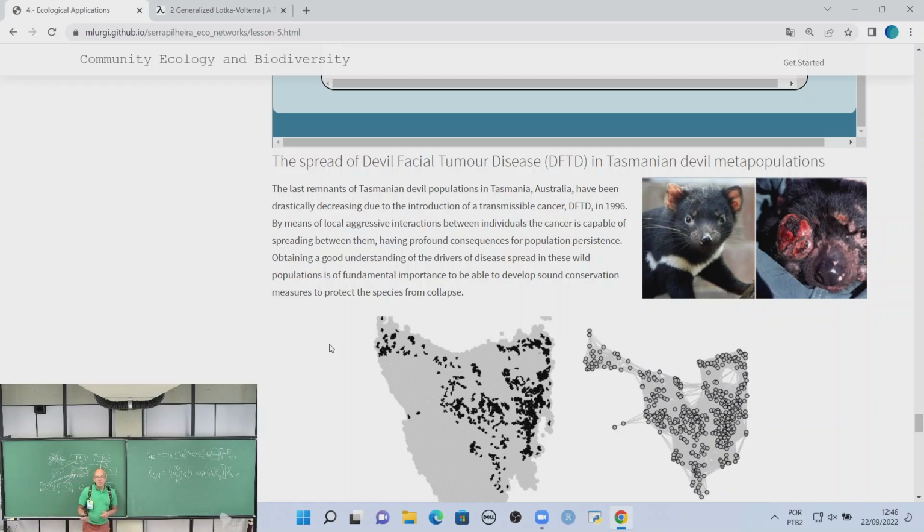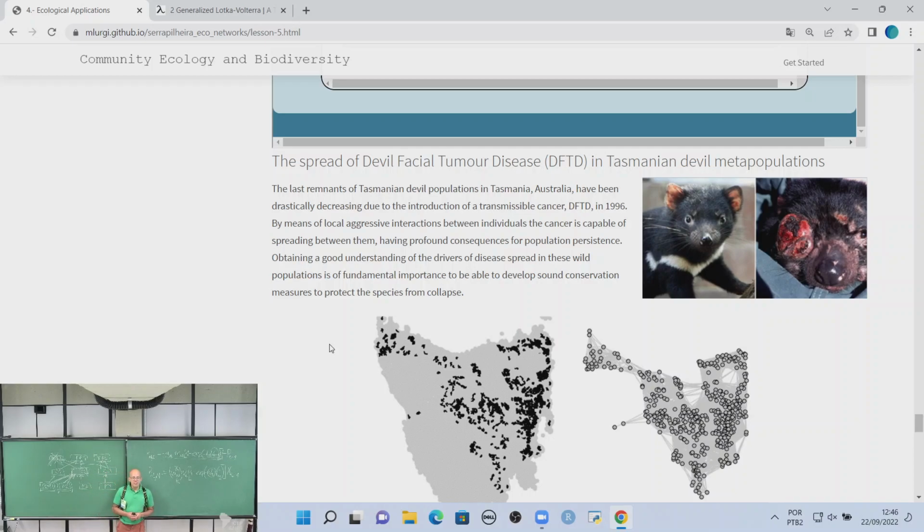What happens to them is that when they get the disease, they develop these sort of tumors on the face, and then they eventually die. So it's a very big conservation problem, because they are trying to find management strategies to stop this spread.